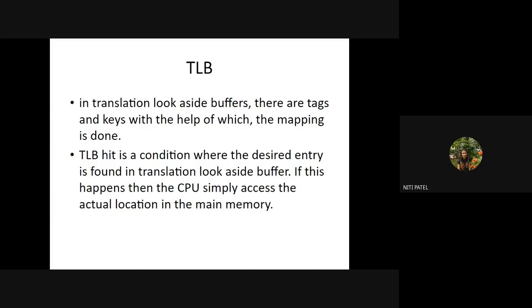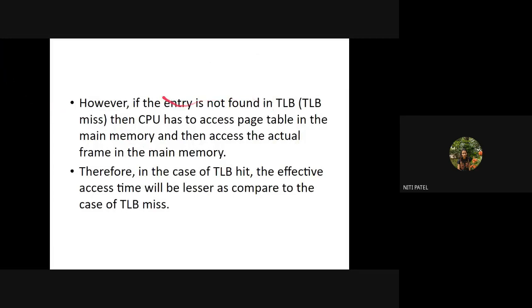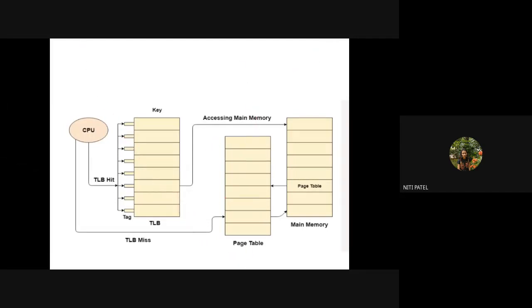And whenever there is a TLB fault, I have to compulsorily go into the page table, extract the data from the page table and then go inside the main memory. Okay? So if the entry is not found in the TLB, I call it a TLB miss or TLB fault. Then the CPU has to access the page table and get access to the main memory. Therefore, in case of a TLB hit, the effective access time is less as compared to a TLB miss. That means TLB hit will happen almost always, but there are very rare cases where there will be a TLB fault or TLB miss. So let us see the diagram of that TLB.